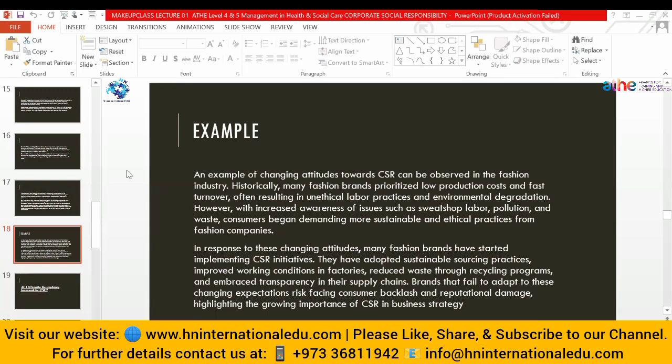In response to these changing attitudes, many fashion brands have started implementing CSR initiatives. They have adopted sustainable sourcing practices, improved working conditions in factories, reduced waste through recycling programs, and embraced transparency in their supply chains. Brands that fail to adopt or adapt to these changing expectations risk facing consumer backlash and reputational damage. That is, the brands which do not incorporate CSR policies face these problems, highlighting the growing importance of CSR in business strategy.